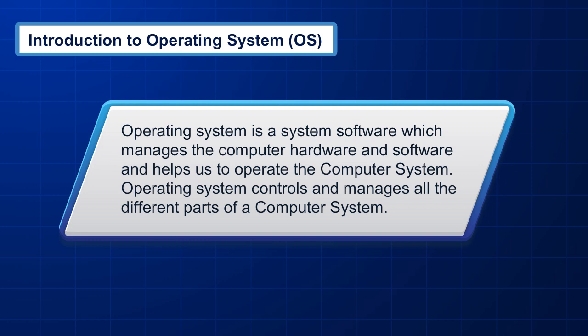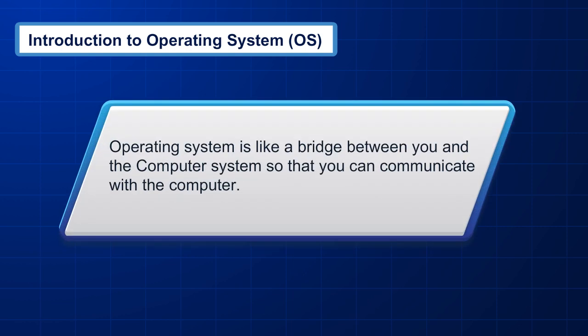Operating system is a system software which manages the computer hardware and software and helps us to operate the computer system. Operating system controls and manages all the different parts of a computer system. It is like a bridge between you and the computer system so that you can communicate with the computer.